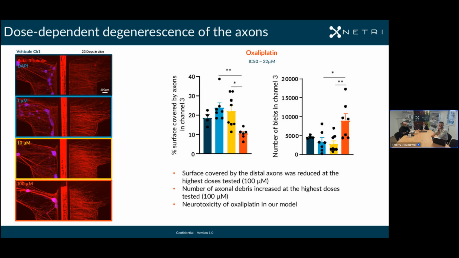To have the same methodology as with paclitaxel, we analyzed only channel 3, also to only have neurite and axon and the extension, and to facilitate the image analysis by not having the soma. Here you can see the same neurotoxicity, seen by the reduction of the surface covered by the axon, and also the number of axonal debris that are increased at the highest concentration.